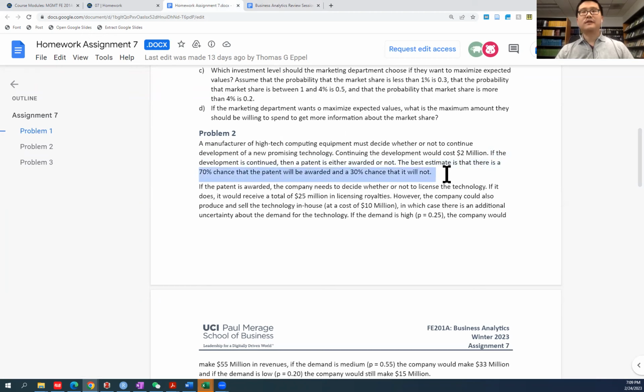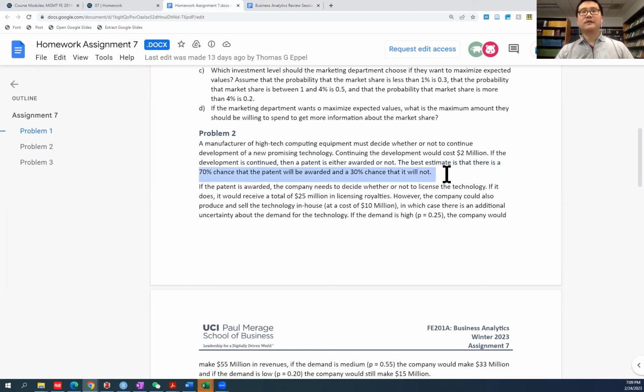Then if the patent is awarded, there's another decision making. So there's a third step that's about the patent. So we have 70 versus 30% chance of getting it or not. And in the fourth step, we have licensing or getting the development and the marketing. If we get licensing, we have a 25 million royalty.